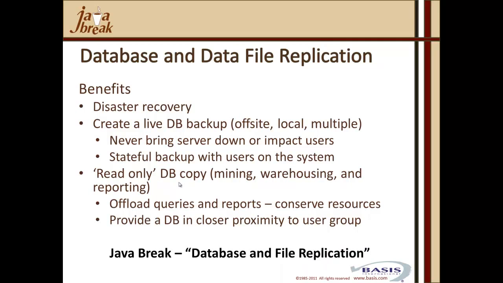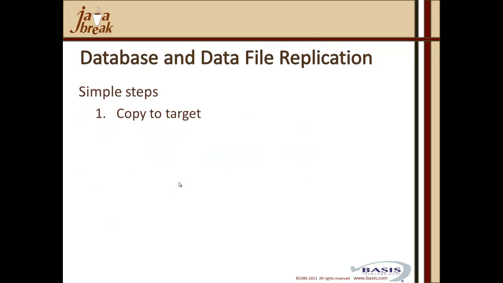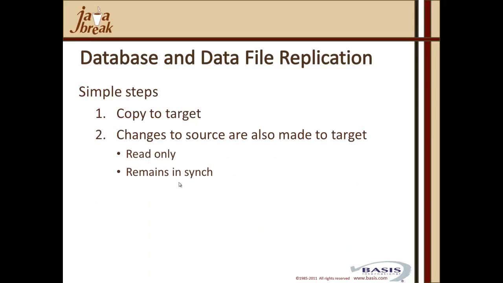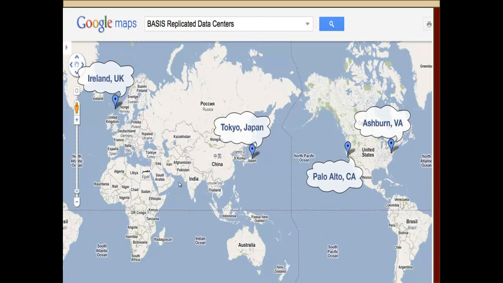To see more, I would encourage you to review one of our previous Java Breaks on database and file replication. But just to summarize, they are very simple steps. We copy the data to the target, and the changes to the source are also made to the target in a read-only fashion, and that remains in sync throughout. No changes are required to your application code.